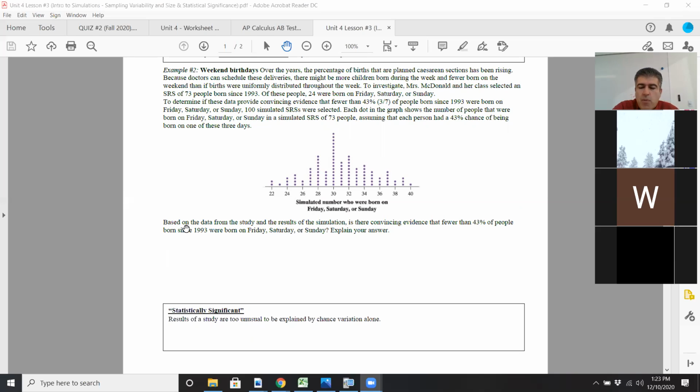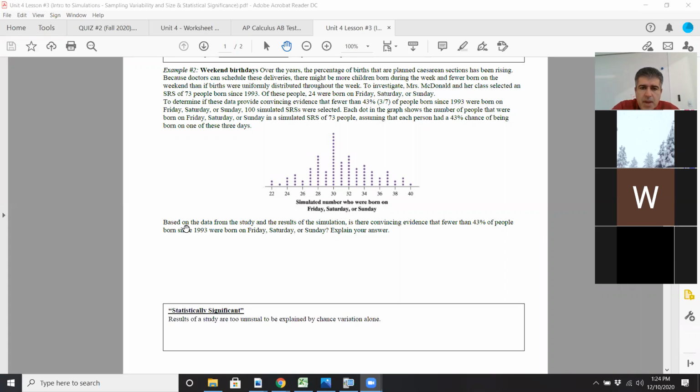Of these people, 24 were born on Friday, Saturday, or Sunday. Determine whether these data provide convincing evidence that fewer than 43% of people, so that'd be 3/7, roughly that number, born since 1993 were born on Friday, Saturday, or Sunday. 100 simulated samples were selected. Each dot in the graph shows the number of people that were born on Friday, Saturday, or Sunday.